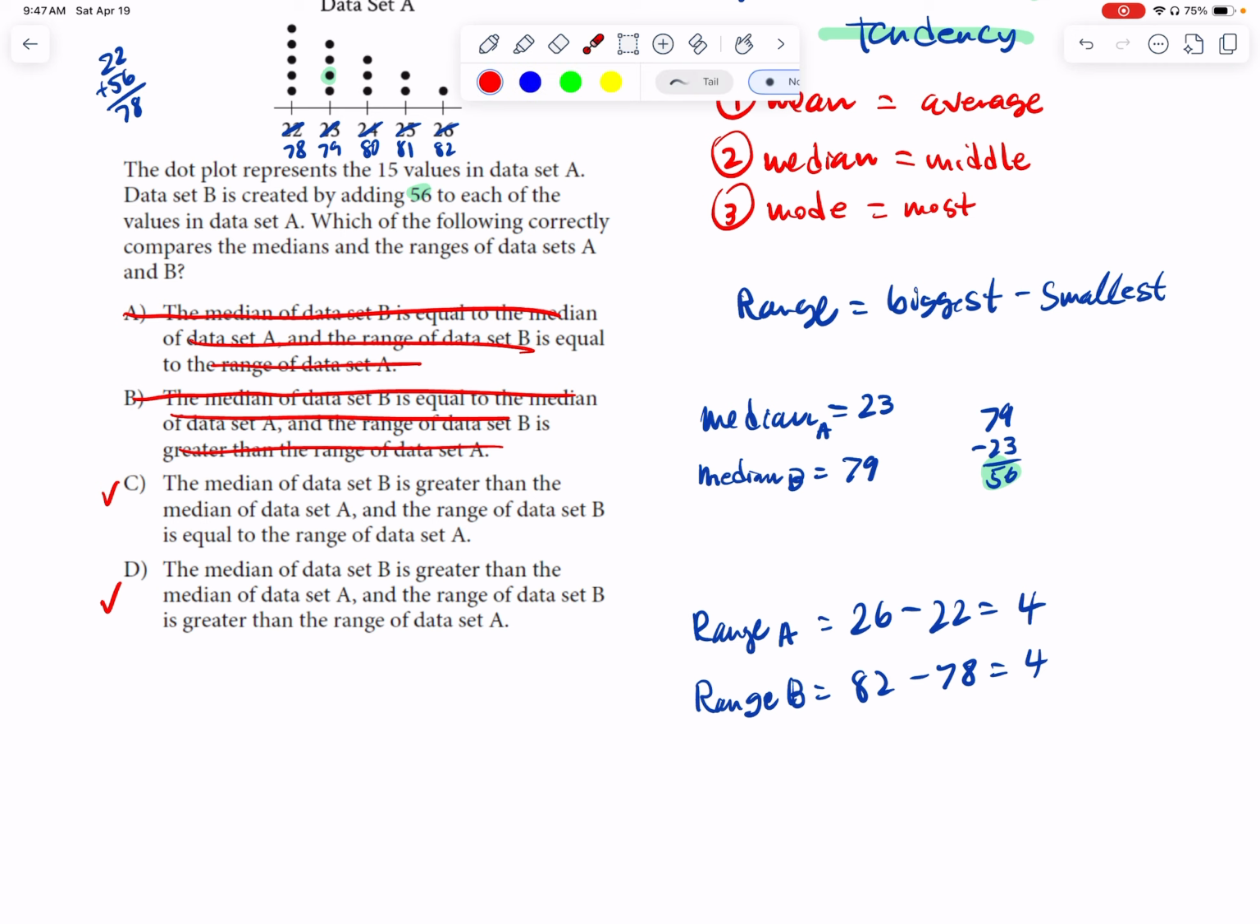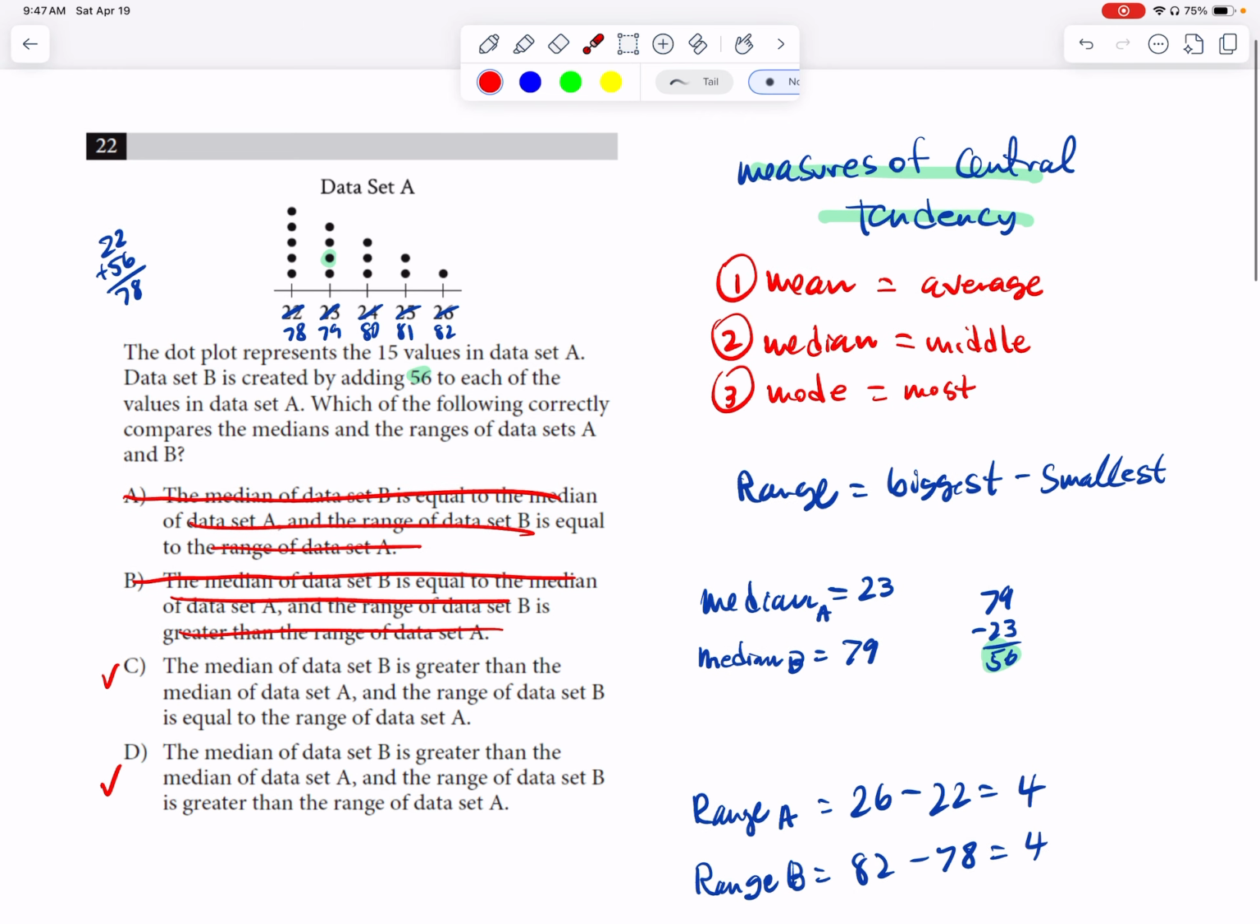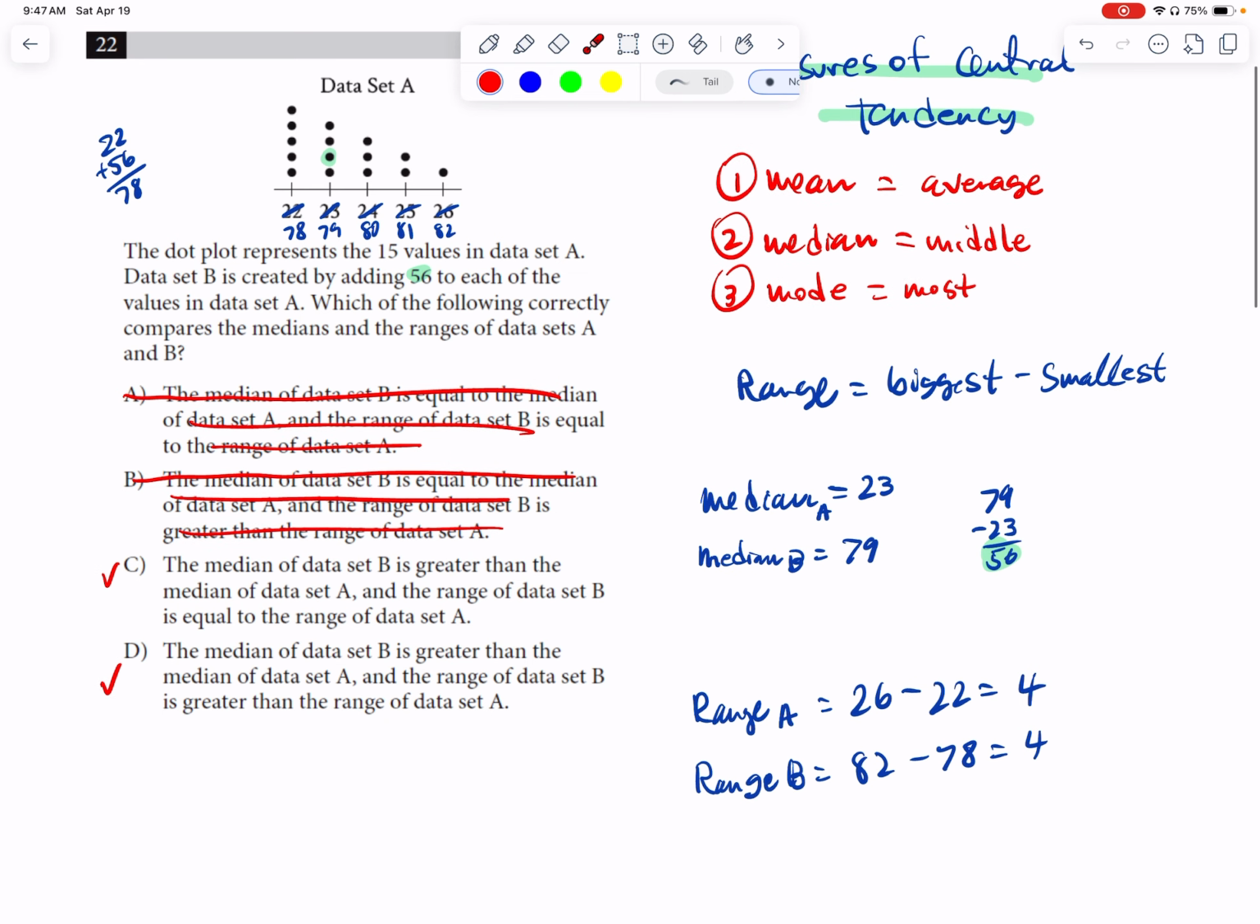Well, why did the range stay the same, but the median got bigger? The reason why is because we just took all of our numbers and we shifted them to the right by 56 units. However, the difference between the smallest and the biggest number remained the same, because we added 56 to both of them. And so the difference between them still remained 4.